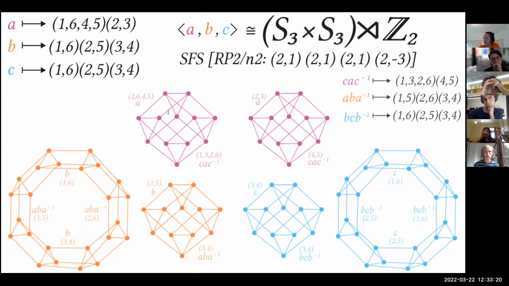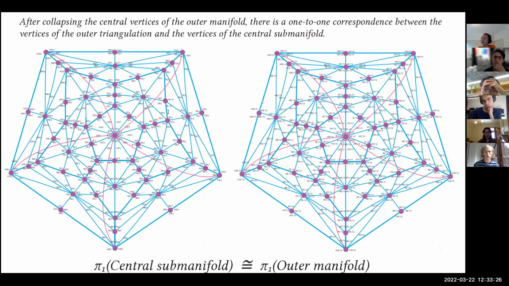All right. So also it turns out that after we perform a collapsing of the central vertices of the outer manifold, there's this one-to-one correspondence between the vertices of the outer triangulation and the vertices of the central submanifold. And this allows us to show that the fundamental group of the central submanifold is isomorphic to the fundamental group of the outer manifold, which is quite a fun result. So that's quite convenient for us.